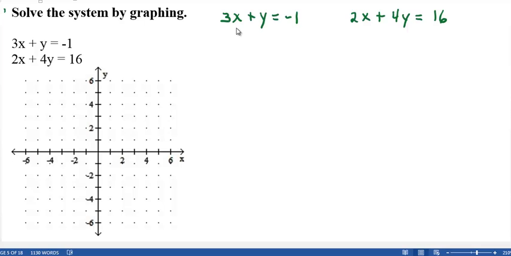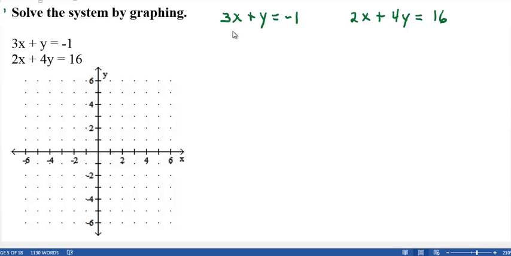Solve the system 3x + y = -1 and 2x + 4y = 16 using the graphing method. So you can graph whichever method you would prefer. I'm going to go ahead and put these equations in slope-intercept form.